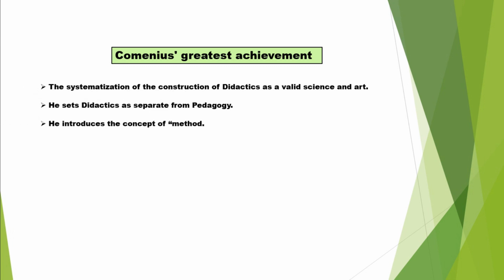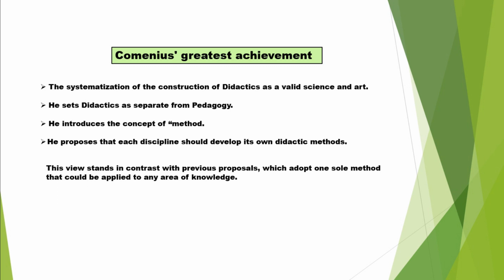However, his approach to the matter is a very specific one. He proposes that each discipline should develop its own didactic methods congruent with the purposes and content of the discipline. This view stands in contrast with the previous proposals, which adopt one sole method that could be applied to any area of knowledge. If one looks at Comenius' proposal, one can clearly perceive a change from standardization to individualization.